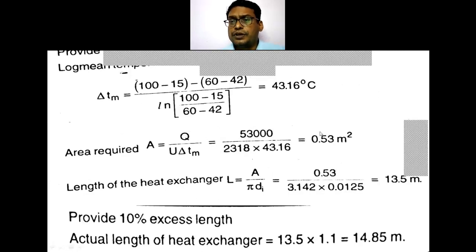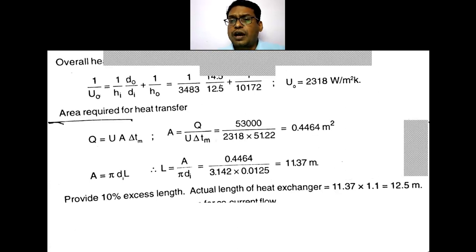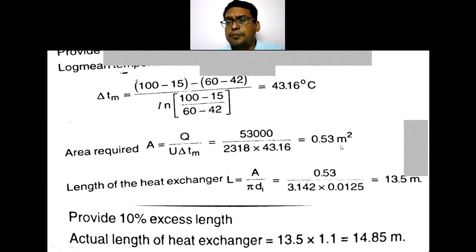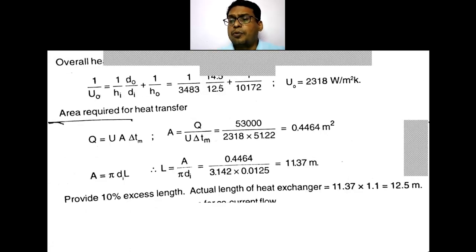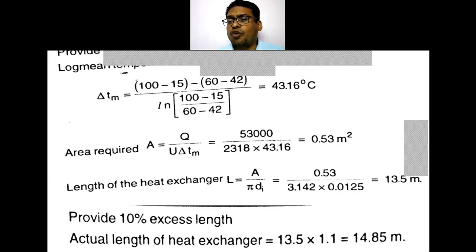0.4464 meter square. So 0.4464 and 0.53 meter square, that is the difference in the area required. Similarly, the length of the heat exchanger will also be more in case of the co-current flow. So that comes as 13.5 meter, and with the excess 14.85 meter, that will be 10% excess designing. So 12.5 meter and 14.84 meter, that means approximately 15 meters length will be required.